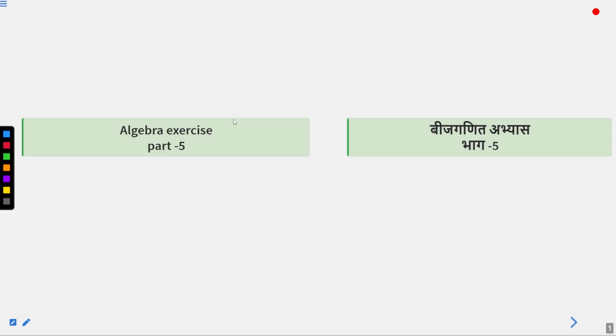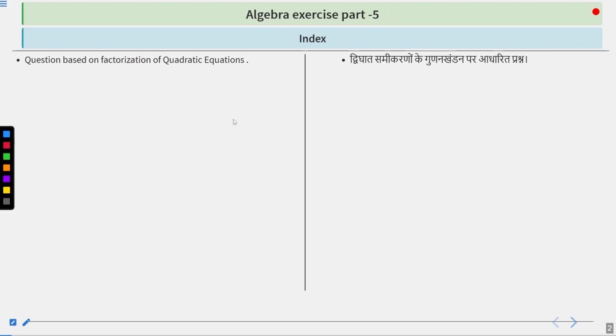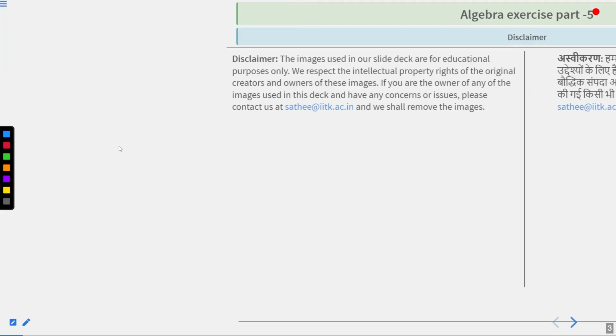Hello everyone, we are going to start algebra exercise part 5. We are going to study questions based on factorization of quadratic equations and questions based on zeros of quadratic equations.